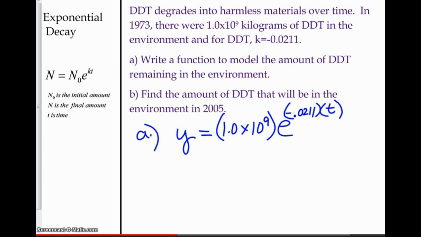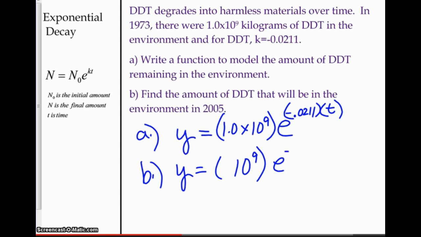So then they say, okay, use that formula. And here I'm going to write just 10 to the 9th, since 1 times 10 to the 9th is just 10 to the 9th. And then we're talking about 2005, so we'd have to go off to the side and say, hey, how many years is that? We'd take 2005 minus 1973, and I got 32 years here. So it's 10 to the 9th times e to the negative 0.0211 times 32 years.